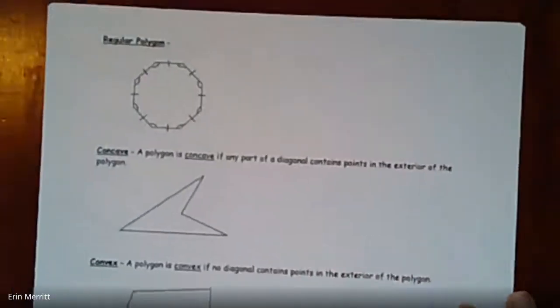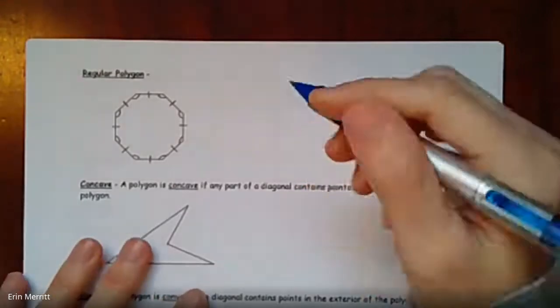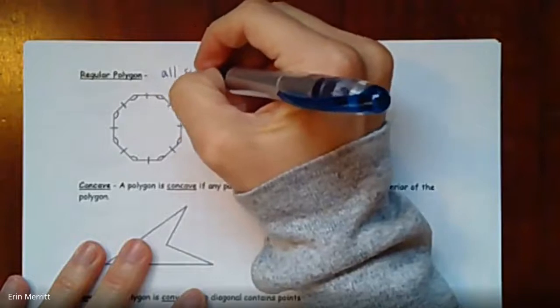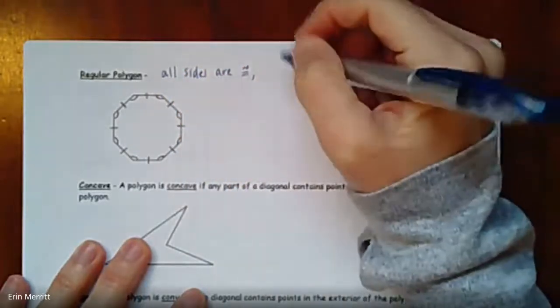So regular polygon. We have actually talked about how to construct a regular hexagon earlier this year. So you may remember that terminology. Regular just means that all the sides are congruent and all the angles are congruent.